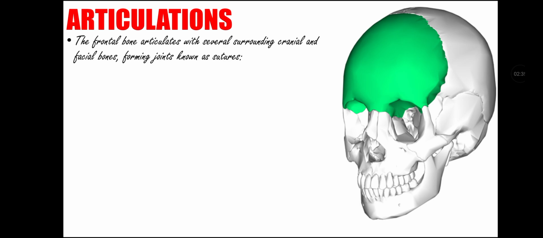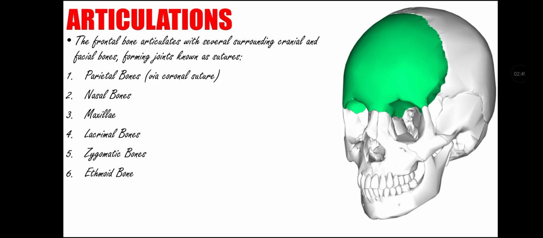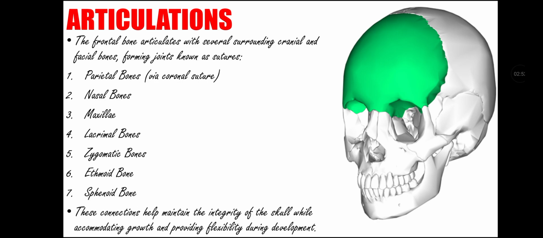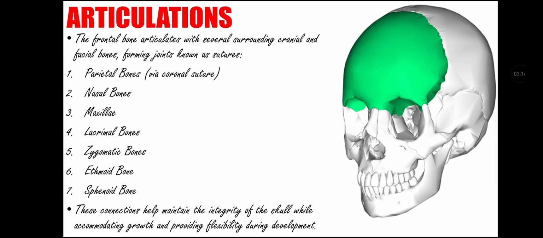Frontal bone articulates with several surrounding cranial and facial bones, forming joints known as sutures. These articulations include parietal bone through coronal suture, nasal bone, maxilla, lacrimal bone, zygomatic bone, ethmoid bone, sphenoid bone. So these are the 7 articulations of the frontal bone. So frontal bone articulates with all these bones like parietal bone, nasal bone, maxilla, lacrimal bone, zygomatic bone, ethmoid bone, and sphenoid bone. As you can see here at the side, the diagram. And these connections help maintain the integrity of skull while accommodating growth and providing flexibility during development.